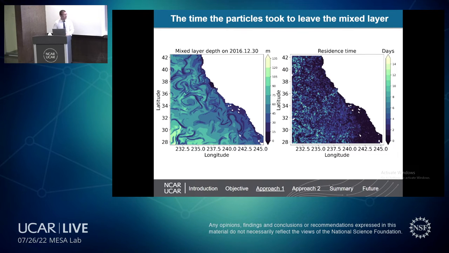There are two panels. On the left one, I'm showing a snapshot of mixed layer depth, just to show you how deep the surface layer is in the region. And the right hand is the map of the time the particles took to leave the surface layer. So you can see on the right panel, it's pretty noisy, but in the lower left corner, you still see filaments of this quick subduction, the dark color here, that correlates well with the shallow mixed layer depth.